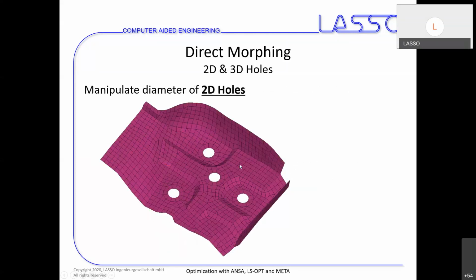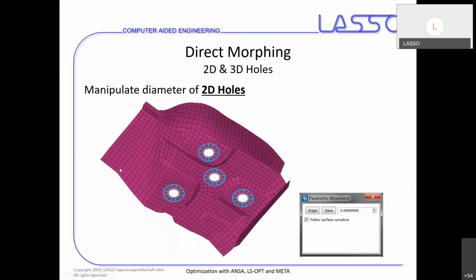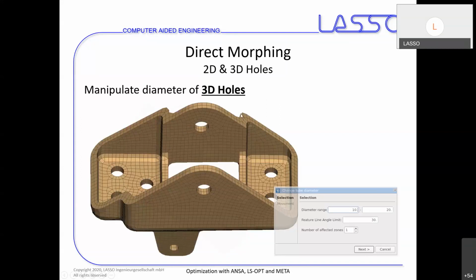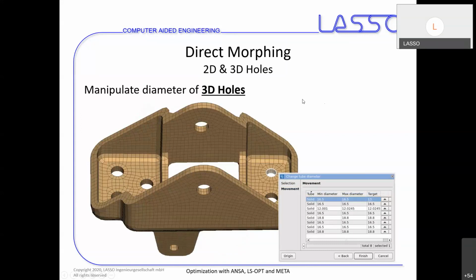There are some specific functions concerning morphing of holes, changing, for example, the diameter of 2D holes here. You can not only apply it on, let's say, the first row of elements, the washer, but arbitrary ones. The same is possible for what we call 3D holes. In older versions, they were called tubes, to separate them from the 2D holes in a shell mesh. So for the 3D holes, the same is possible. You can identify the holes first and then change their diameters.